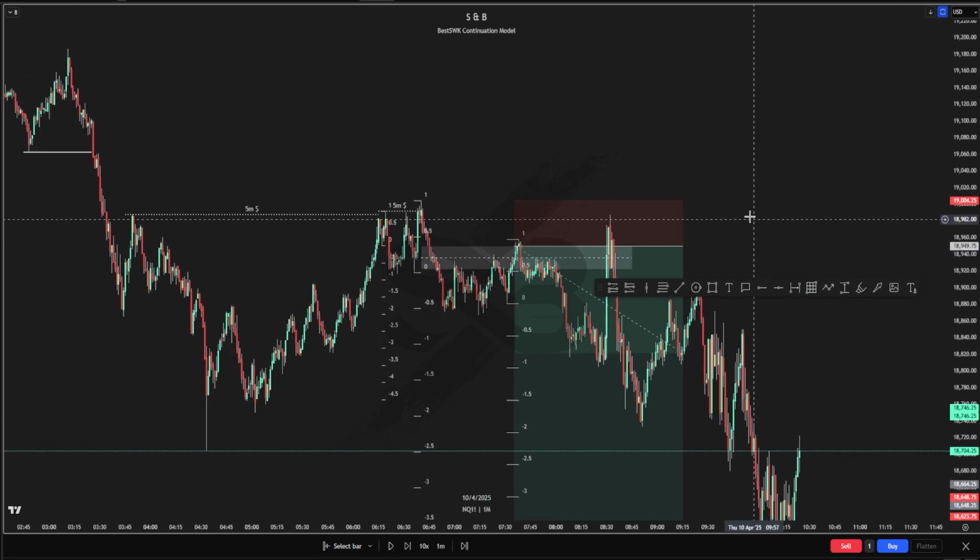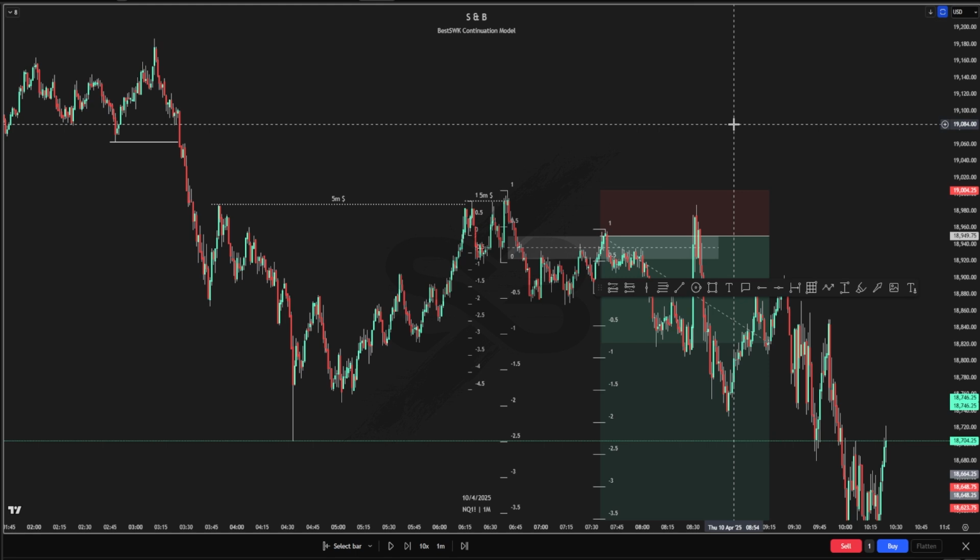So that's pretty much it for today's class. Go and backtest it, take screenshots, put them somewhere, and do some demo trading on it so you can get the idea on how this looks like on the live markets.